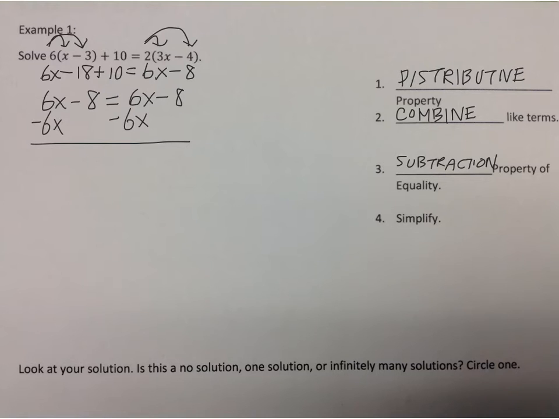All right, so the 6x's cancel out, and I get negative 8 equals negative 8. Now I'm going to refer to the chart above, and I can see that this is going to give me infinitely many solutions. So I'm going to come down here. It says, look at your solution. Is this a no solution, one solution, or infinitely many solutions? Circle 1. So I'm going to go ahead and circle infinitely many solutions.